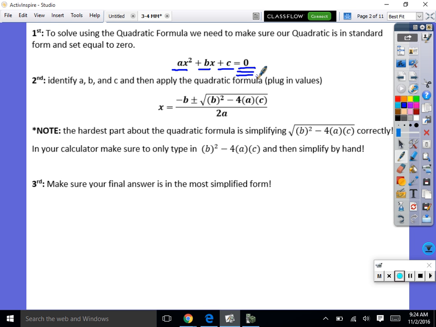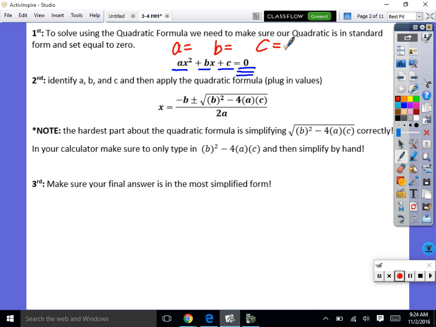Once you have that in order, then you're going to determine what a, b, and c are. Remember, a is what's in front of x squared. So you'll say a is this. You'll look in front of x, that's your b, and then you'll look at your constant, and you'll list out what c is. And then you're going to go through and do the quadratic formula. From here, it's just literally plugging it in.